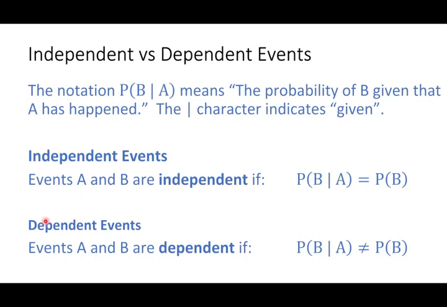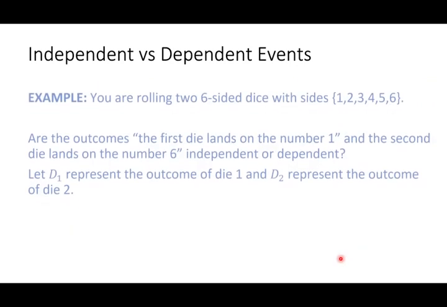Dependent events, on the other hand: given that event A happened, it has some effect on B. So we could calculate the probability of B by itself, and we calculate the probability of B given that some other event A happened, and if they're different, then B and A are dependent. The way this is written, the fact that A happened changed the probability of B, basically. So B depends on A. So let's get into some examples.